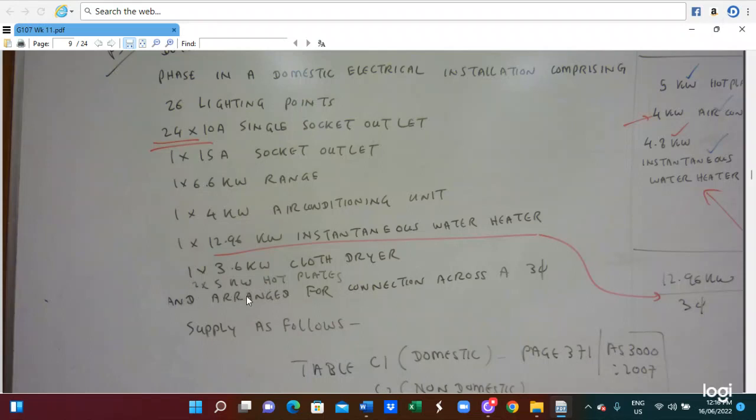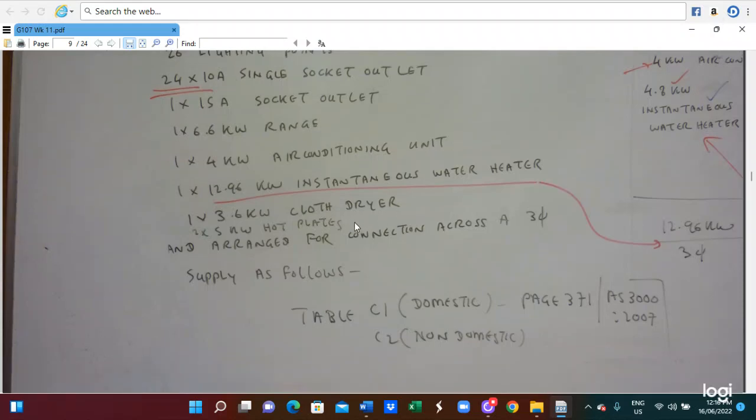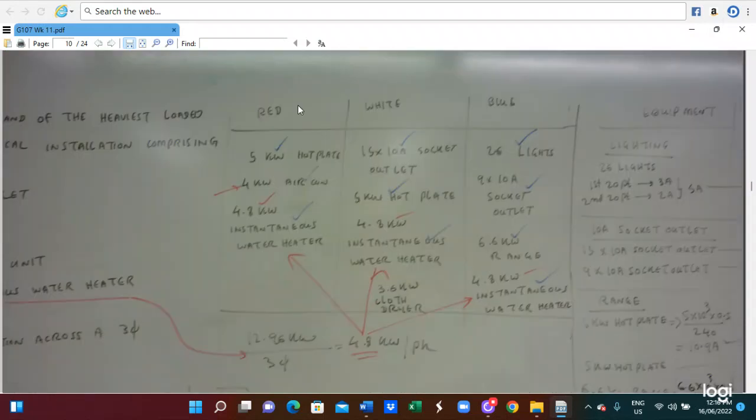And also we have to arrange the connection across the 3 phases. We have to arrange the connection, so you have to arrange it into the 3 phases. So we arrange it: red, white, blue, and this is a 5 kilowatt hot plate. Another is 4 kilowatt.